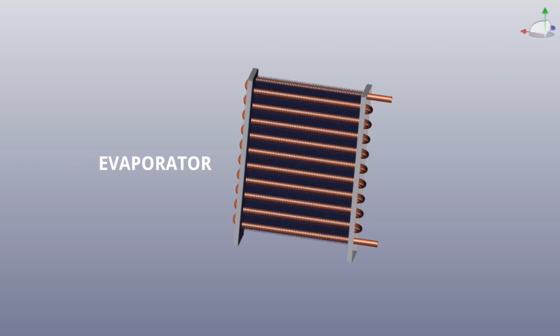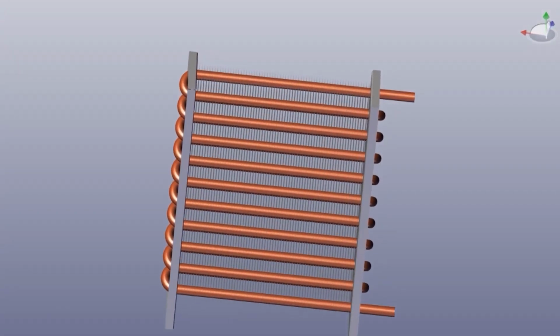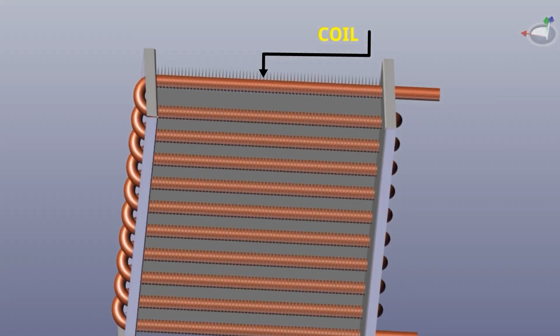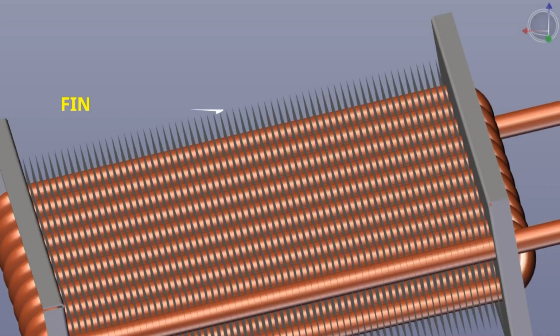Let's see the evaporator at a glance to clear the basic concept. So this is basically a cooling coil made of copper, and it is in a coil shape to increase the surface area so more heat transfer can happen. And you see this is the fin. The fin is provided to increase the surface area.